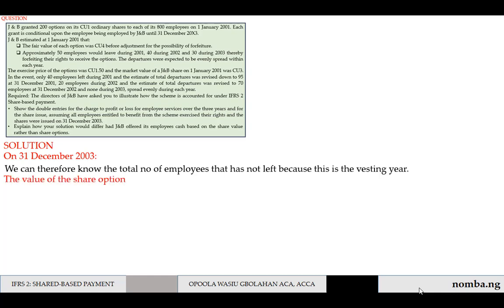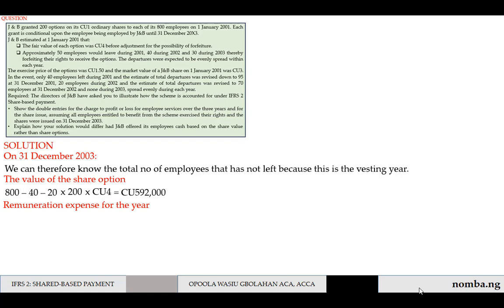Hence, the value of the option will be 800, which is the total number of employees, minus 40 that left in 2001, minus 20 that left in 2002. The balance gives us the total number of employees remaining to enjoy their share option, multiplied by the number of options per employee, which is 200, multiplied by 4 currency units. It gives us 592,000.